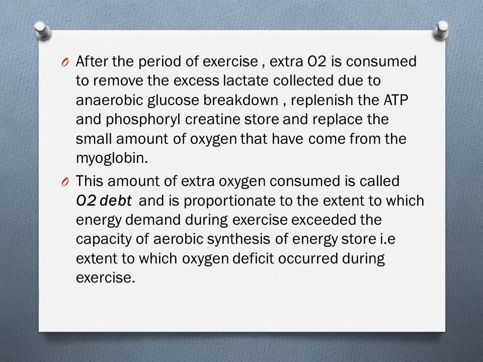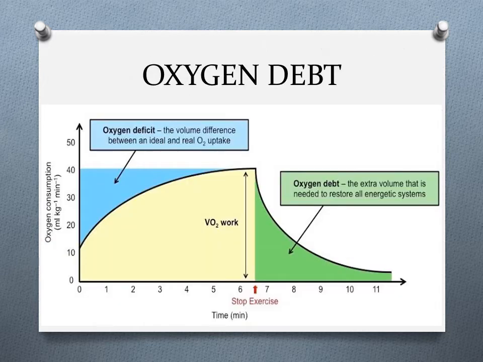This amount of extra oxygen consumed is called O2 debt, and it is proportionate to the extent to which energy demand during exercise exceeded the capacity of anaerobic synthesis of energy store, that is, the extent to which oxygen deficit occurred during exercise. I am coming to the next figure to explain it. Here you can see the oxygen debt figure, and I'll explain it to you.